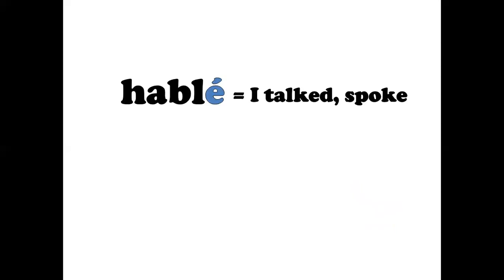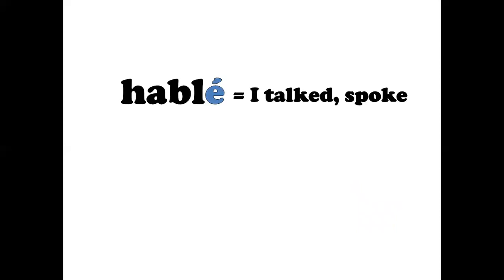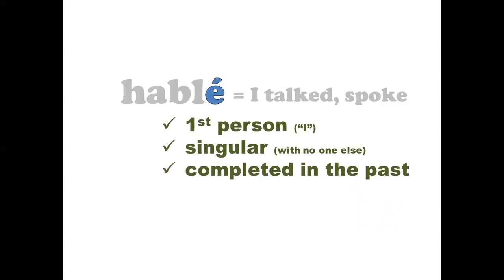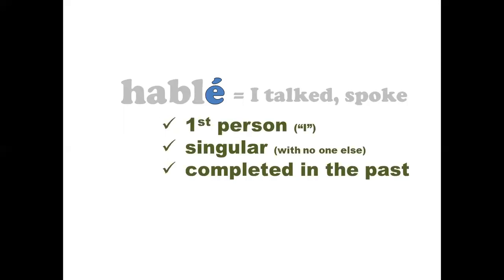So just like in the present, we take one form, the yo form. This means I talked or I spoke. In that ending, you've got some pieces of information. A with an accent mark, first person, I am doing it, if it's an AR verb. Singular, no one else is doing it with me. And in this case, it's completed in the past. That's the information you're getting here. So, hablé, I talked, I spoke.